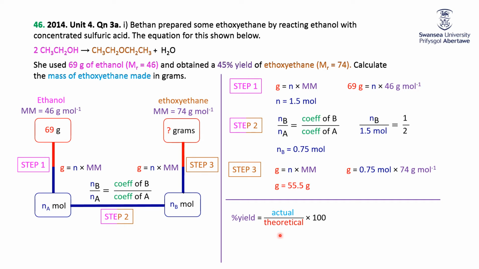In this case, we're told the percent yield is 45%. So therefore the 45% goes there. Theoretical, we just calculated 55.5 grams. And what's left in this equation is the actual yield, which is what the question is asking for. Calculate how much Beth actually made in grams. Multiply that through, and she made 25 grams.